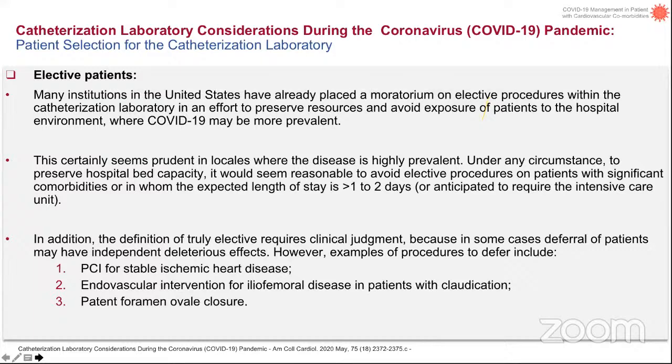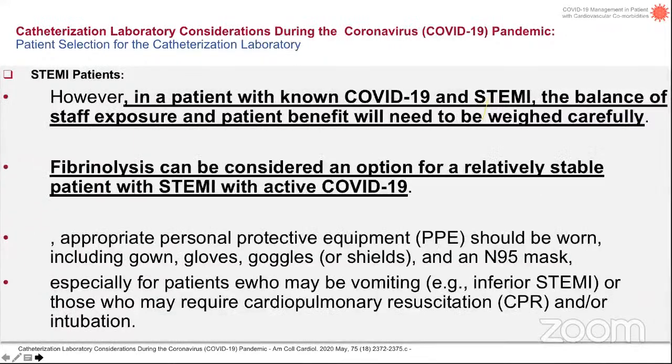Elective procedures have generally been postponed in most of the centers, even in the US. Like a patient who has stable coronary artery disease, what we call chronic coronary syndrome today. So elective PCIs should generally be postponed. Endovascular interventions, which are more or less cold procedures, should generally be delayed, or device closures like ASD should generally be delayed as far as possible.